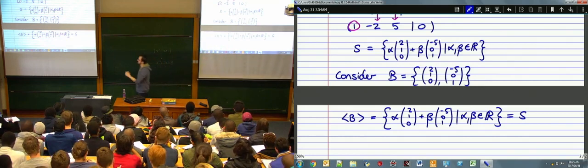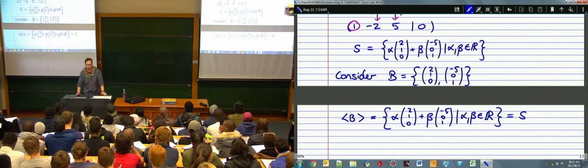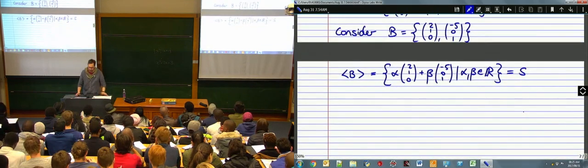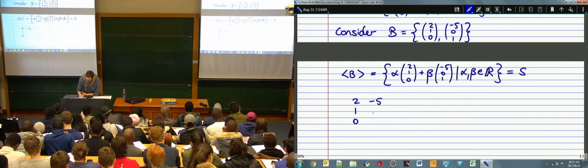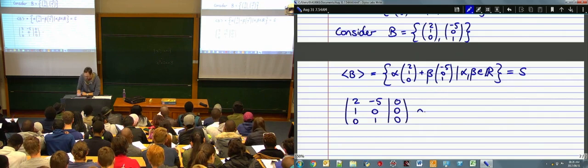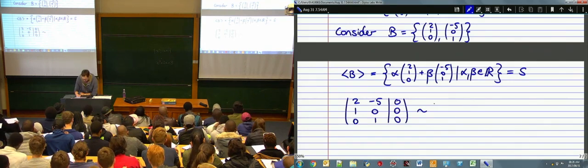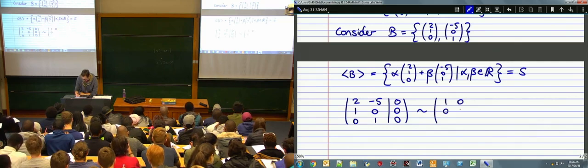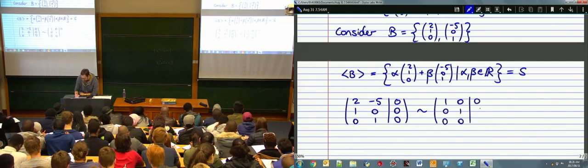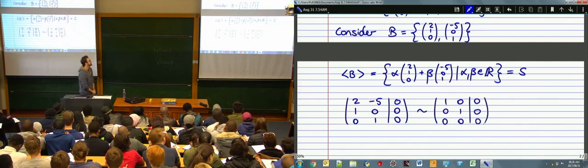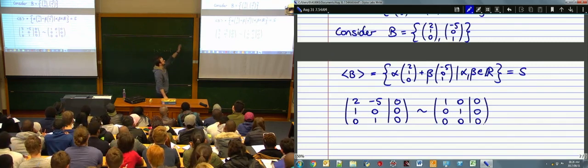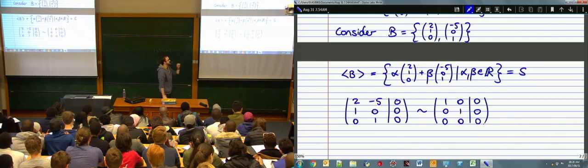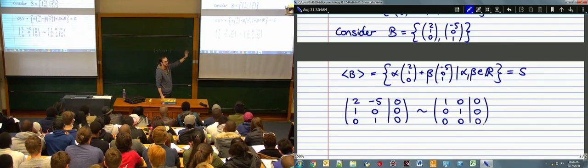And then the next thing we want to do is check whether or not that is a linearly independent set. So you would write down (2, 1, 0), (-5, 0, 1), and (0, 0, 0), and you do your Gauss reduction. I'll skip over the details. But you Gauss reduce it and you get this far over here. And at this point you can see that the only solution to alpha times (2, 1, 0) plus beta times (-5, 0, 1) equals 0 is that alpha is equal to beta is equal to 0.